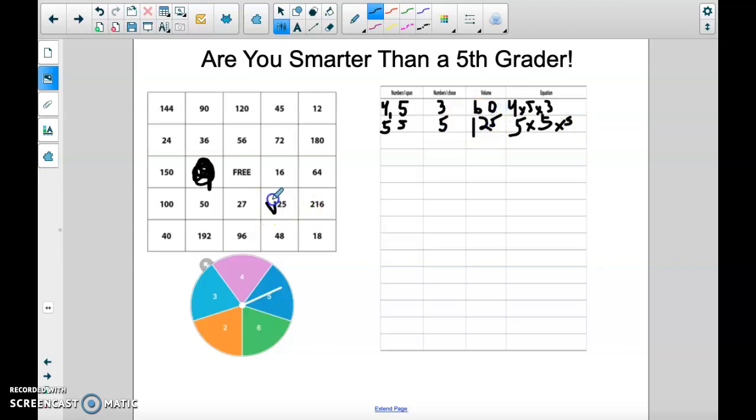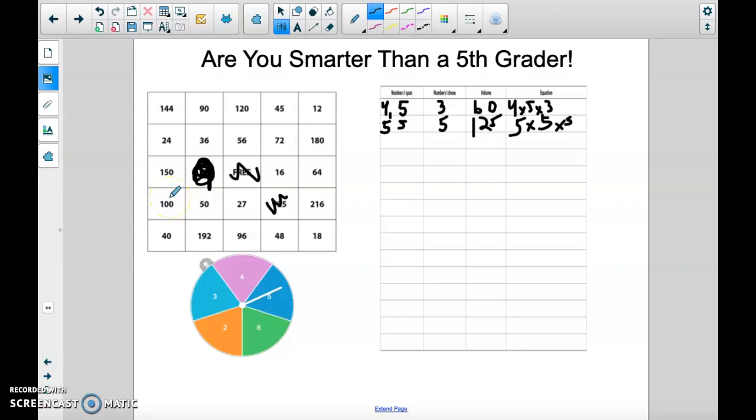So then I would get this one. And then my partner would go, and you go back and forth like that, okay? The goal is to get 5 in a row. You can go up and down, across, or diagonal. So kind of like a bingo setup, all right?